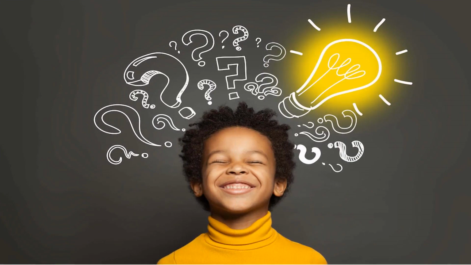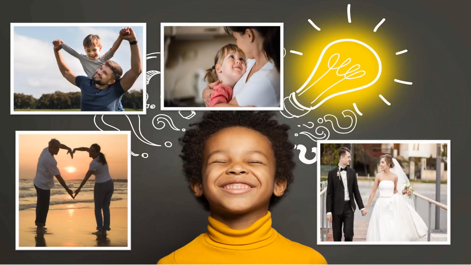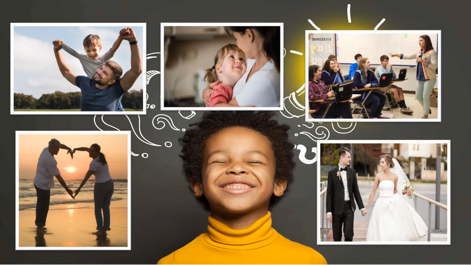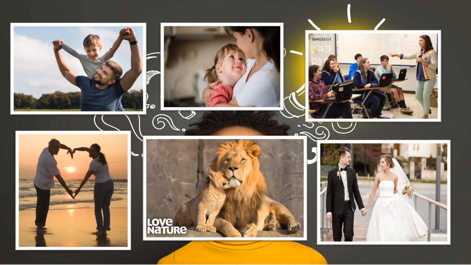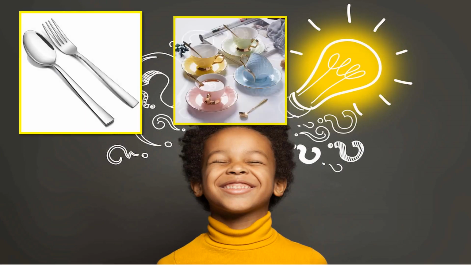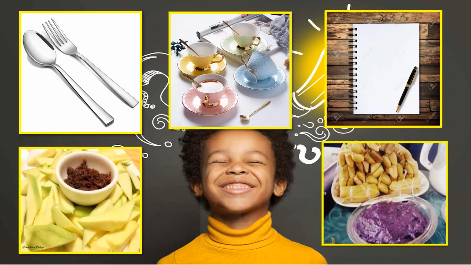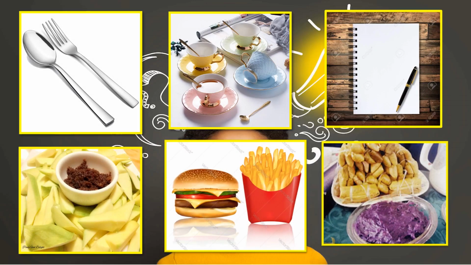An example of relation that exists between persons are father and son, mother and daughter, couples whether they are dating or married, teacher and students, or a lion and his cub. You may also think of it as pairing. For example, spoon and fork, cup and saucer, pen and paper, mangga at bagoong, suman at halya, or a burger and a fries. All of those are examples of relationship that exist between persons, animals, objects, or food.